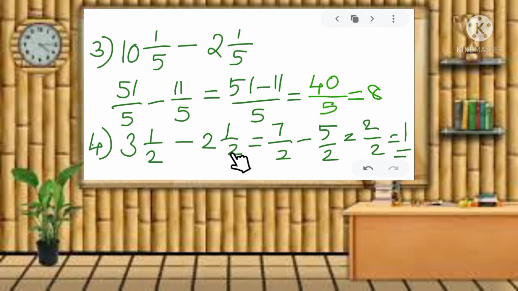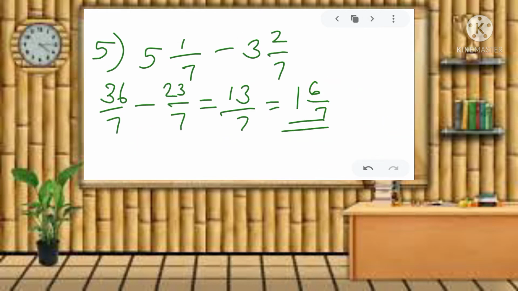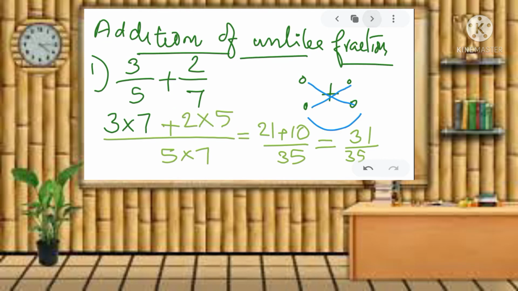Then 3 1 by 2 minus 2 1 by 2. 3 1 by 2 is 7 by 2 and 2 1 by 2 is 5 by 2. 7 minus 5, 2, 2 by 2. So it is 1. Another one, 5 1 by 7 minus 3 2 by 7. 36 by 7 minus 23 by 7. 13 by 7. That is 1 6 by 7.